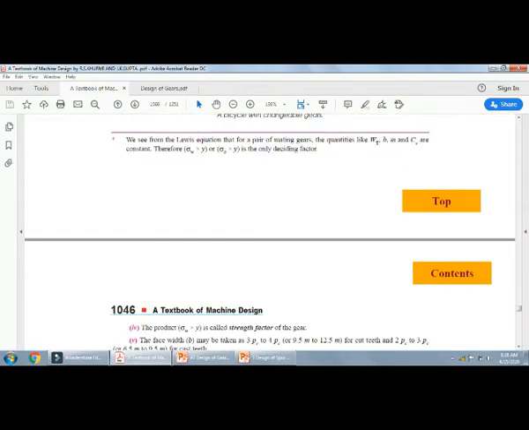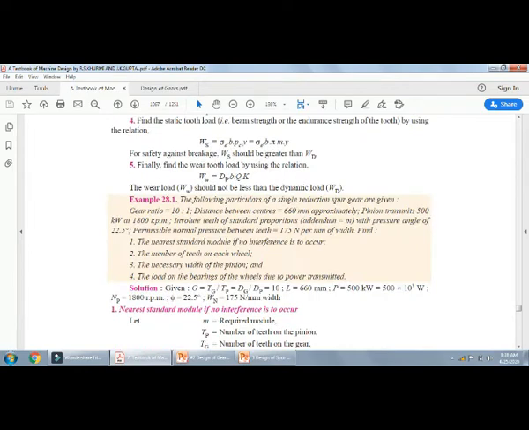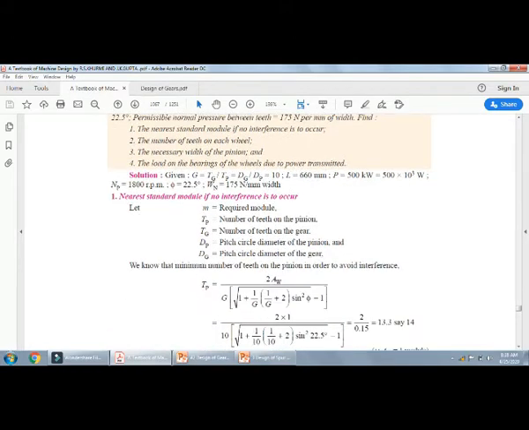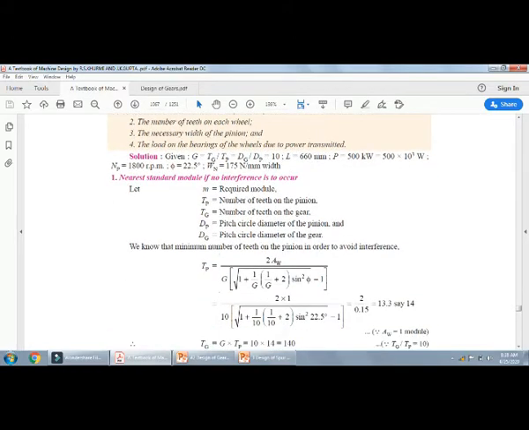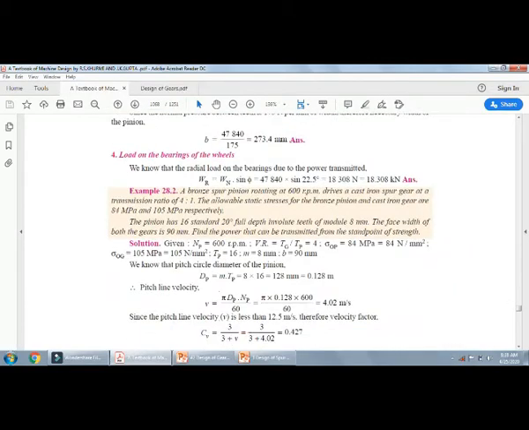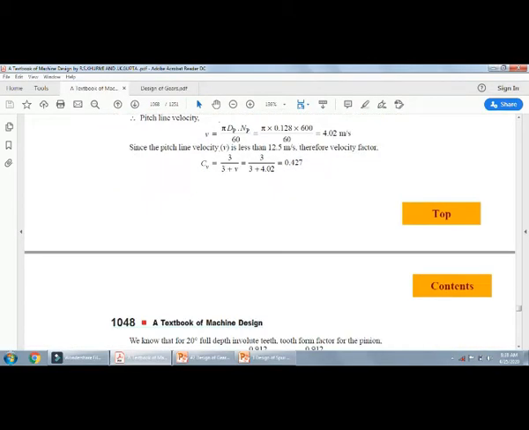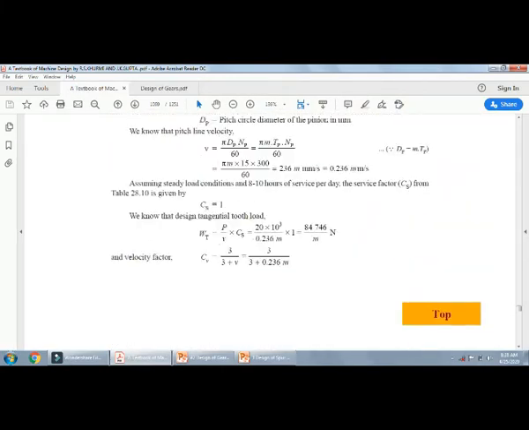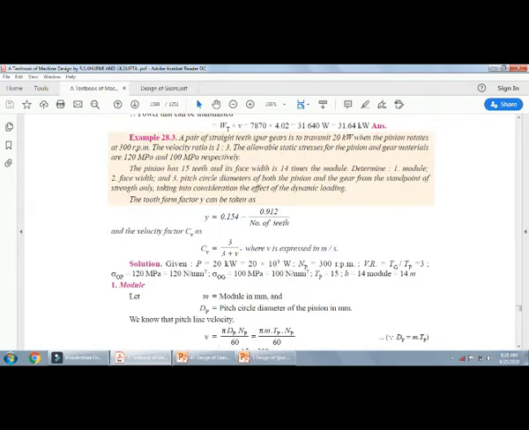First we will consider some short examples, so 2 or 3 examples, then we will proceed. Here the example 28.1, I have thoroughly covered it, but this is a simple example, I am not going to cover this one. Then next, here we will cover the example 28.3.